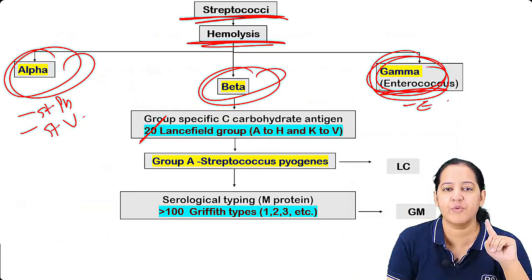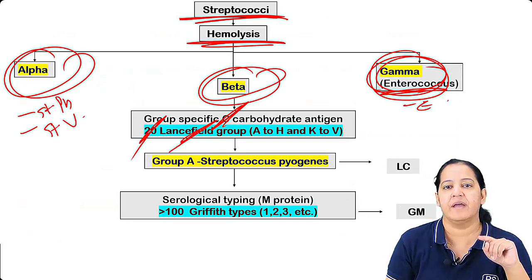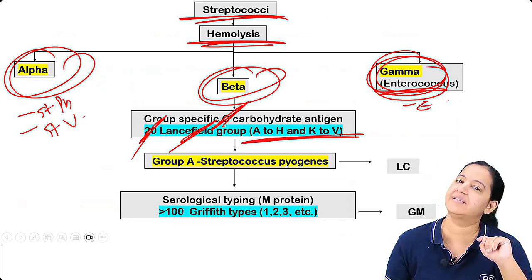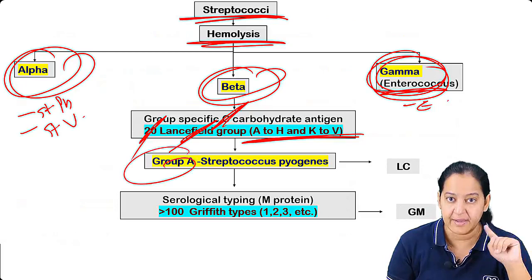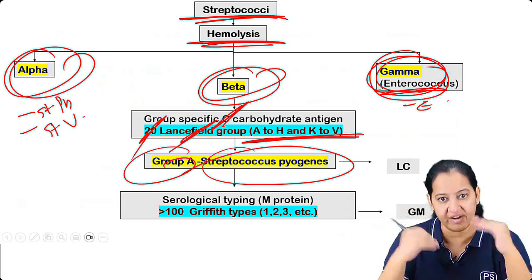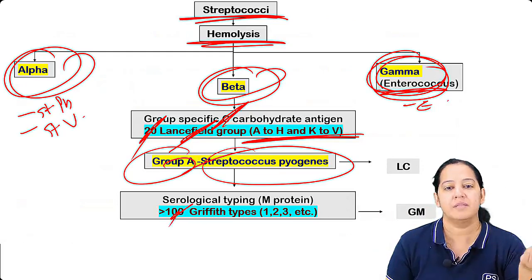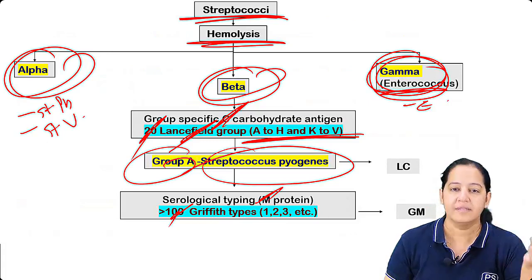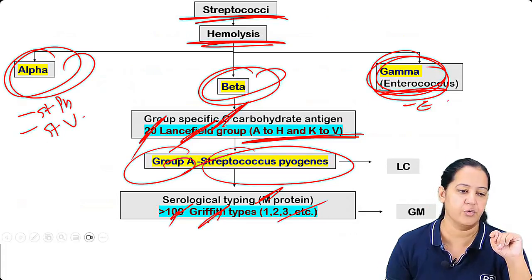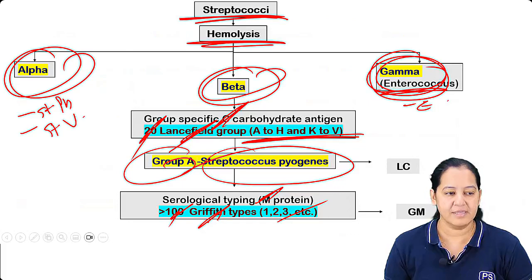Beta we divide into 20 types based on C carbohydrate. It is done by Lansfield and it's A to V, except I and J. Group A is Streptococcus pyogenes. It is further divided into 100 types. This classification is done based on M protein. This is done by Griffith and the number is 1 to 100. Do you have any confusion? Does anyone want me to repeat it or am I done? I mean, you got it.